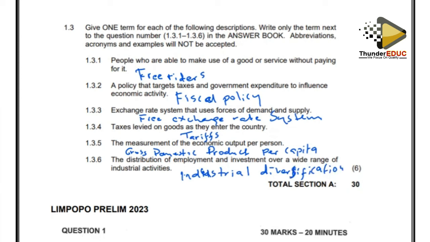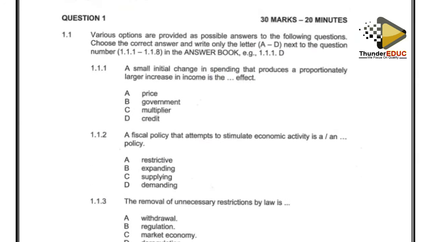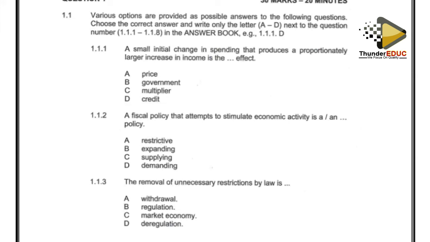So now let's move on to the next question, 1.1.1. A small initial change in spending that produces a proportionately larger increase in income is nothing but the multiplier. Great talks, I love economics with all my heart, because if you understand this concept, before you can even finish reading the question, the answer already comes.